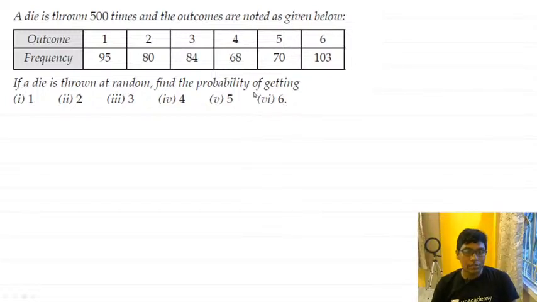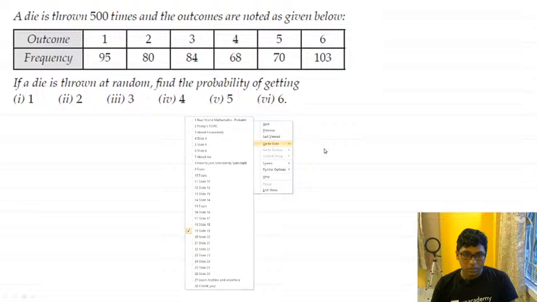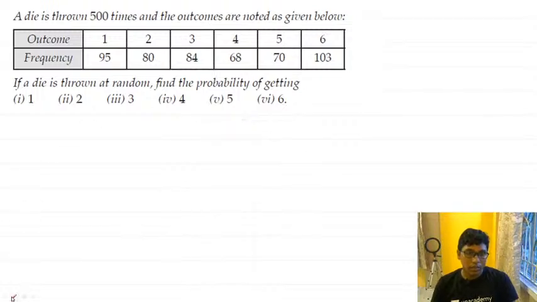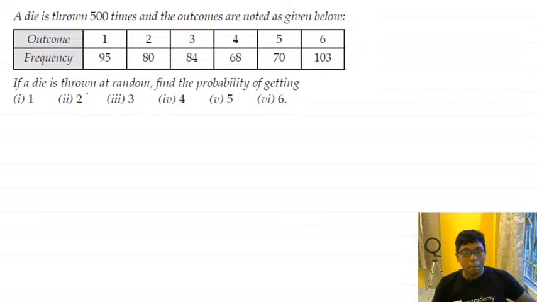So the next question is, a die is thrown 500 times. Its outcomes are noted as given below. 1 we got 95 times, 2 we got 80 times, 3 84 times, 4 68 times, 5 70 times, and 6 103 times. So a die is thrown at random. Find the probability of getting 1, 2, 3, 4, 5, 6. I'm considering them as event 1, event 2, event 3, event 4, event 5, event 6.